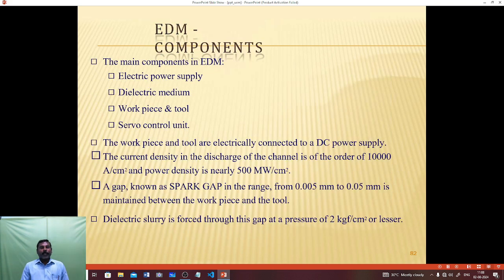The main components of EDM are the electric power supply, dielectric medium, workpiece and tool, and servo control unit. The workpiece and tool are electrically connected to a DC power supply. The current density in the discharge channel is of the order of 1 lakh amperes per centimeter square and power density is nearly 500 megawatts per centimeter square. Dielectric slurry is forced through this gap at a pressure of 2 kgf per centimeter square.